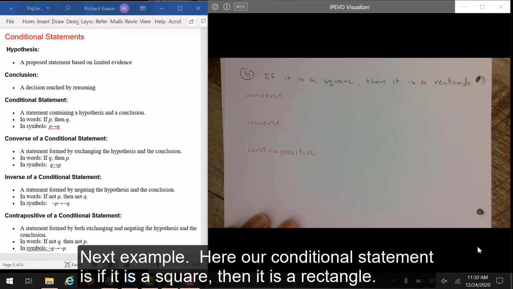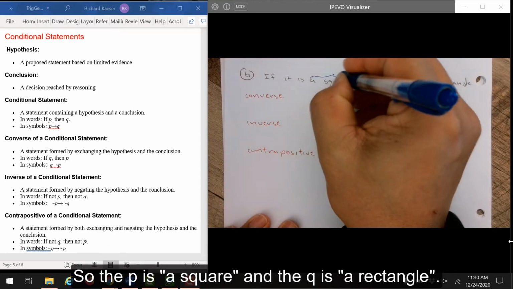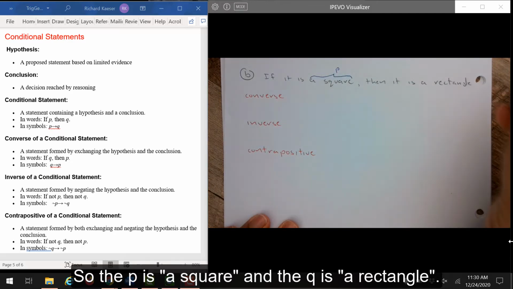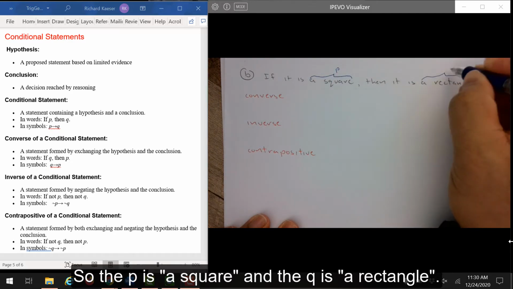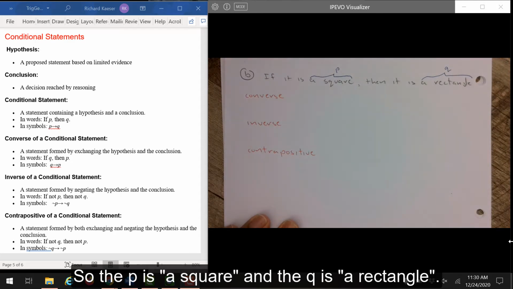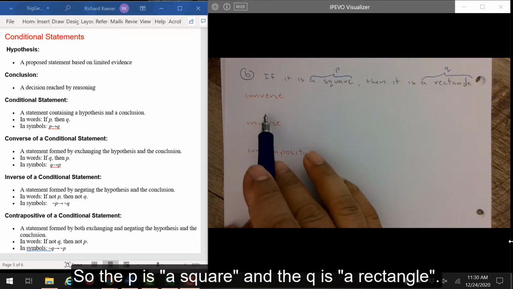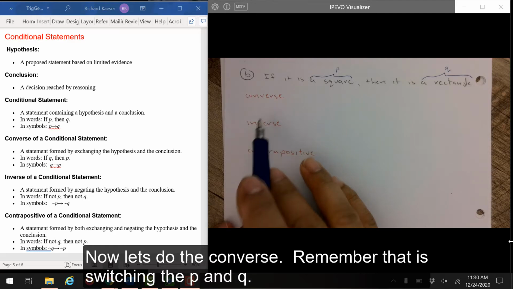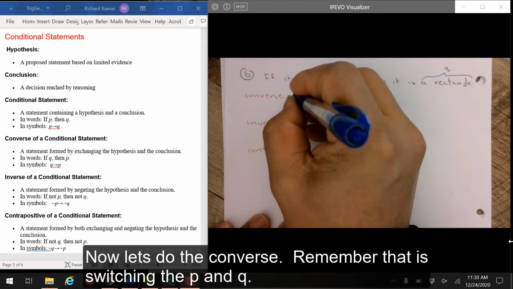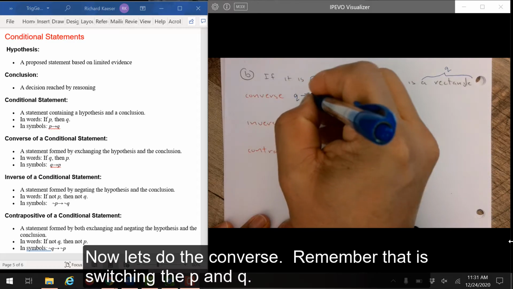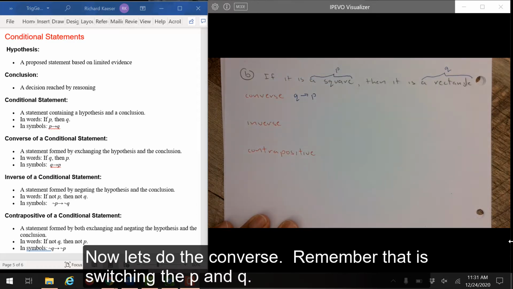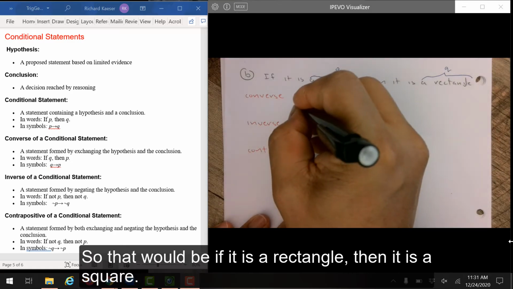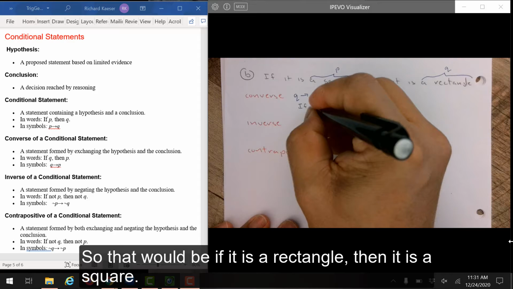Next example. Here our conditional statement is if it is a square, then it is a rectangle. So the P is a square and the Q is a rectangle. Now let's do the converse. Remember that is switching the P and Q. So that would be if it is a rectangle, then it is a square.